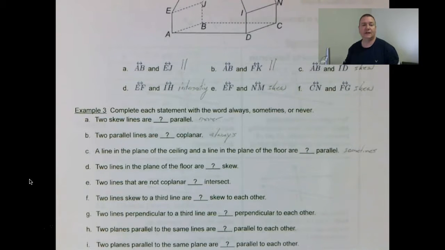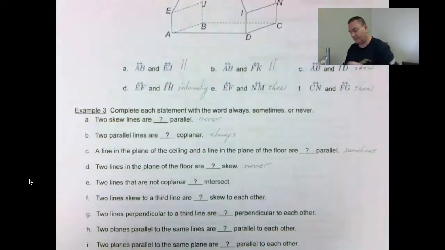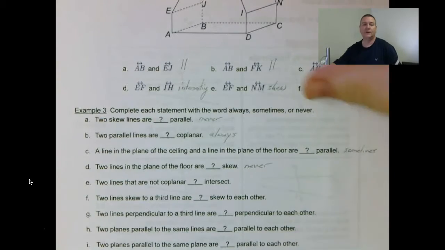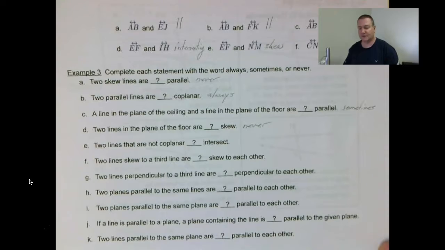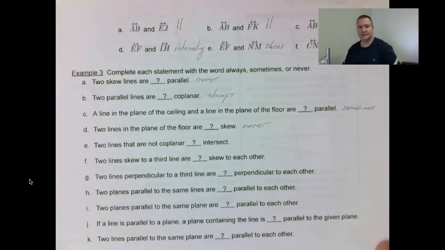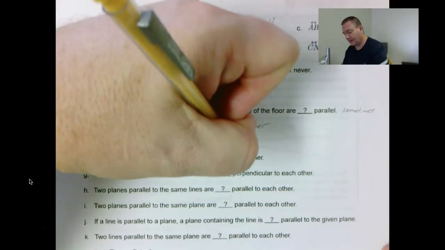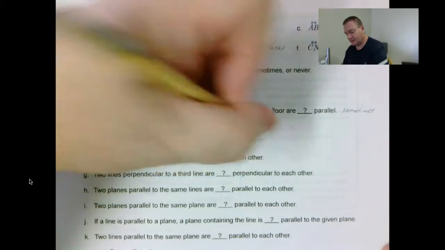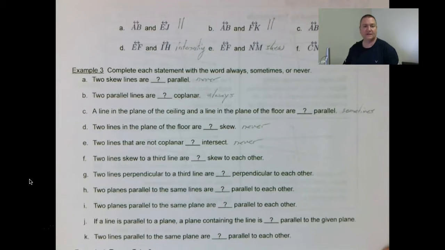Part D, two lines in the plane of the floor are never skew because they are coplanar. So they can't be skew. Two lines that are not coplanar always, sometimes, or never intersect. Two lines that are not coplanar must be skew, and they never intersect.